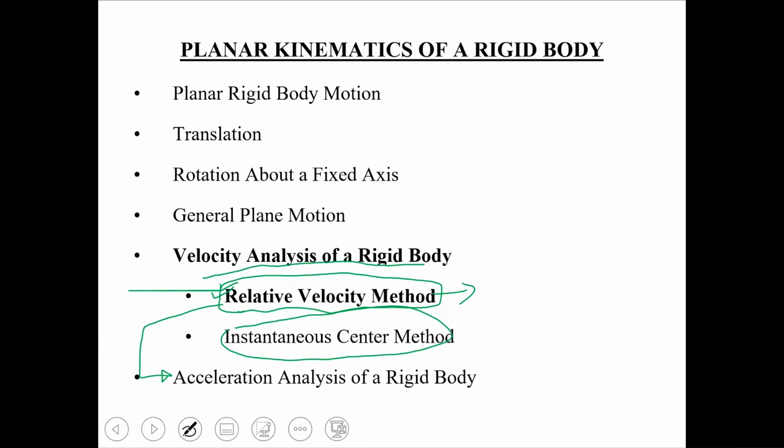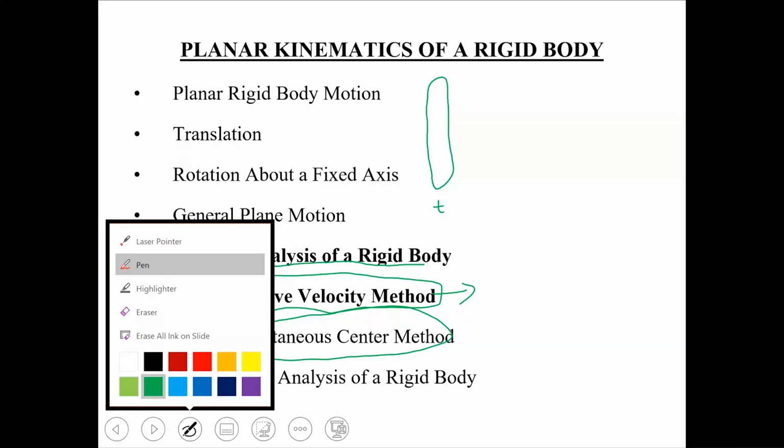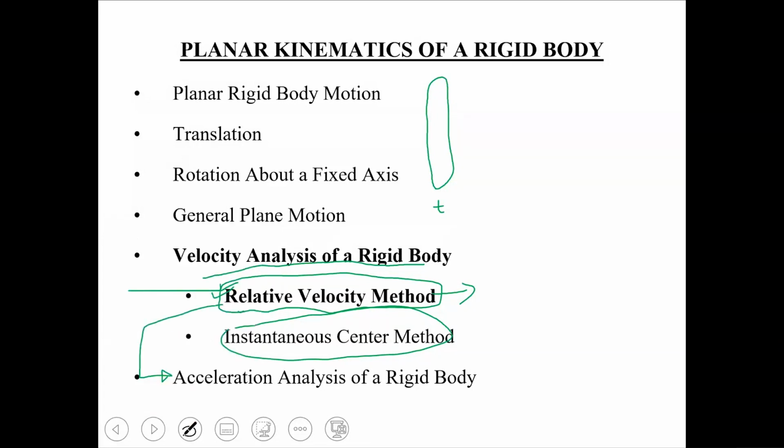Okay, now what is this relative velocity method? In order to understand this relative velocity method, we considered a rigid body whose position at time t is shown to you by this green line, and at time t plus delta t, let us suppose that its points A and B have undergone different displacements. So after time t plus delta t, this rigid body is say in this position such that this is point A and this is point B.